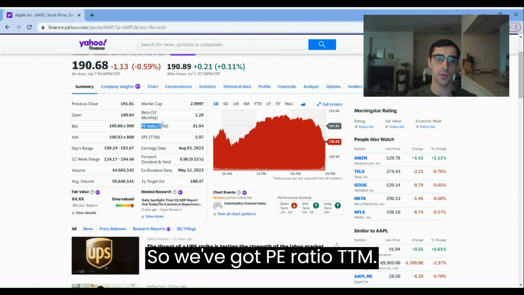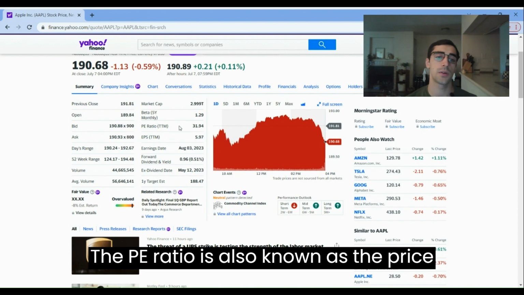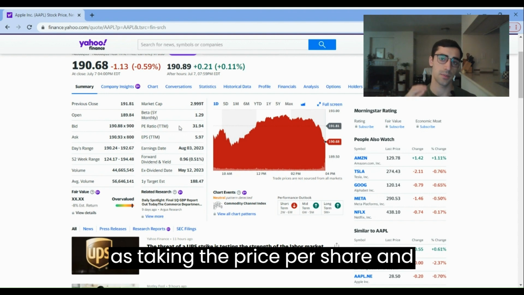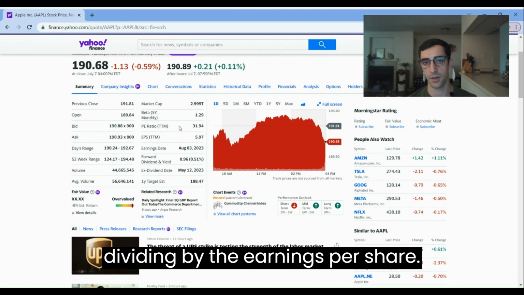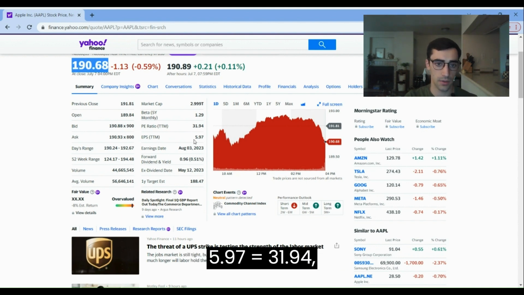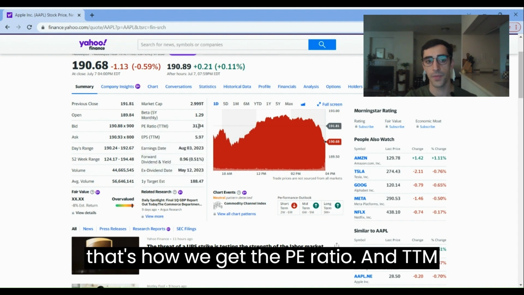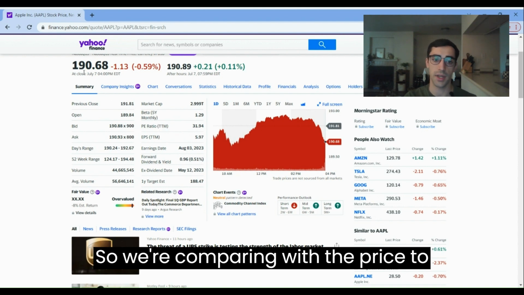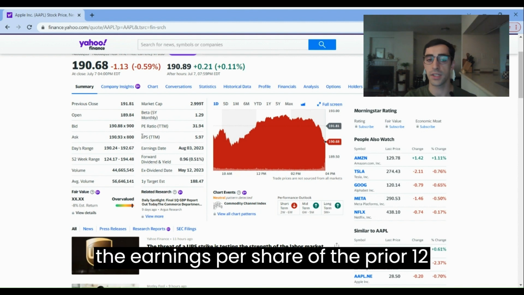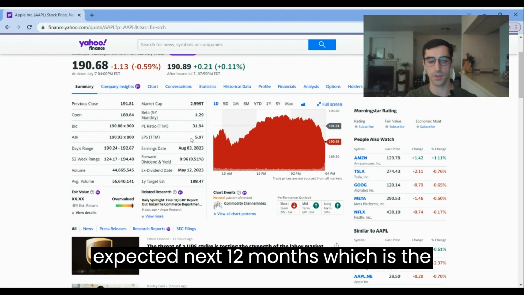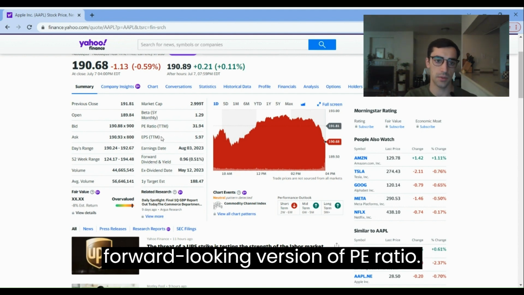So, a clear indicator of, yep, this is more volatile than the S&P. Next we've got PE ratio, TTM. The PE ratio is also known as the price to earnings ratio. This is calculated as taking the price per share and dividing by the earnings per share. So 190 right here over 5.97 equals 31.94. That's how I get the PE ratio. And TTM is just the symbol for trailing 12 months. So we're comparing the price to the earnings per share of the prior 12 months, as opposed to looking at the expected next 12 months, which is the forward-looking version of PE ratio.